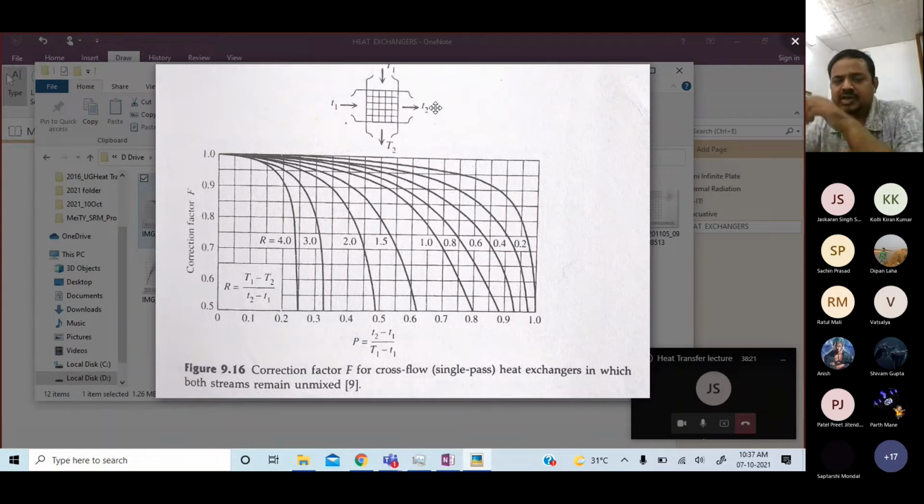And here they are going by capital T and small t. We have been using Th and Tc. Okay. So we have to calculate R and P and then read out the correction factor from these charts. So this is one of them.